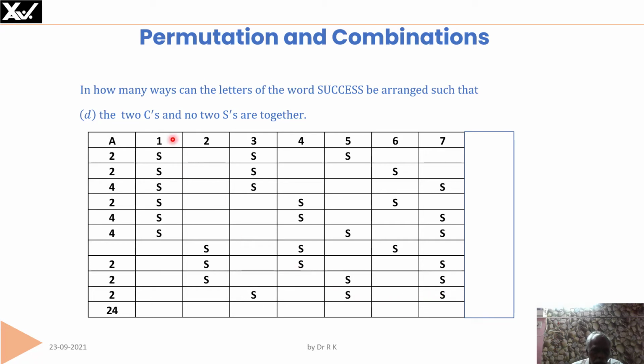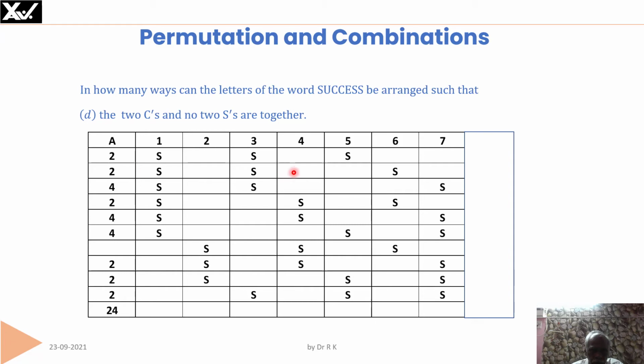Right? Now, the 2 C's, where can we put here? The 2 C's are together. That is 6 and 7 is the only way. But the U and E can be arranged in 2 ways. U can be here, E can be here, or E can be here and U can be here. So 2 into 1, 2 ways.